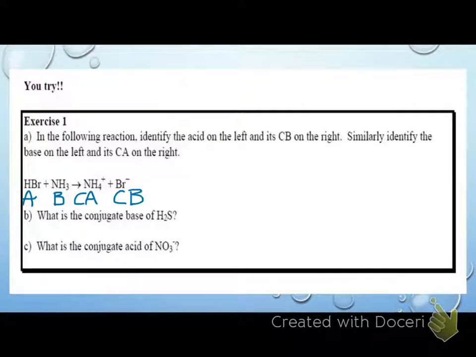So what is the conjugate base of H2S? HS-. And then the conjugate acid of NO3-? HNO3. Because if it's a conjugate acid, they're telling you that this is a base. And what is the base's job? To accept the proton. So it's going to be HNO3.